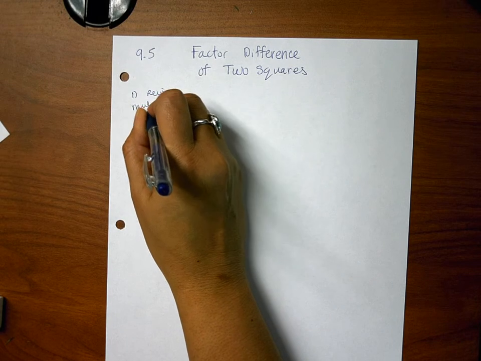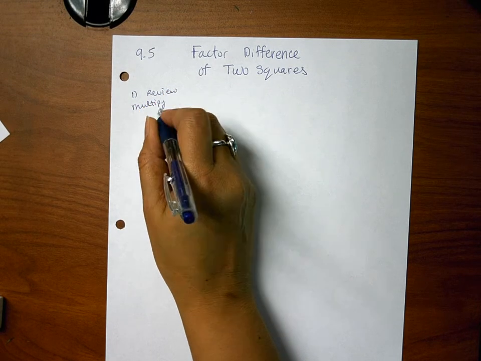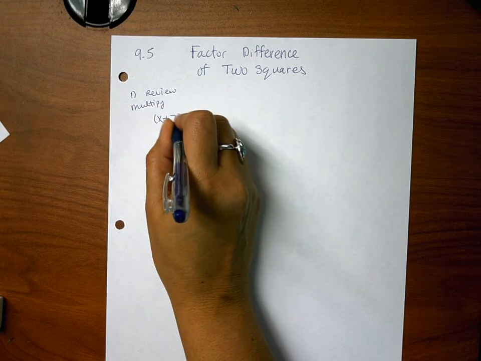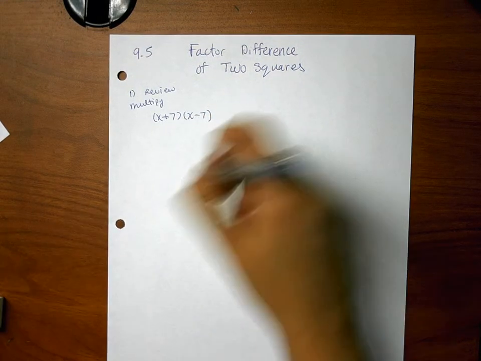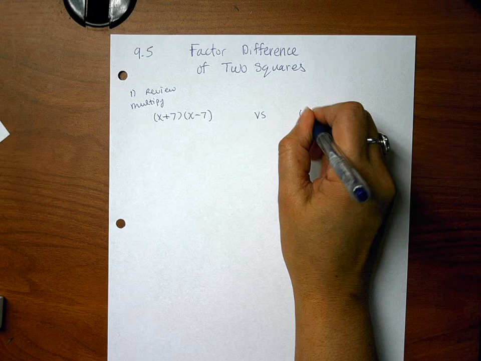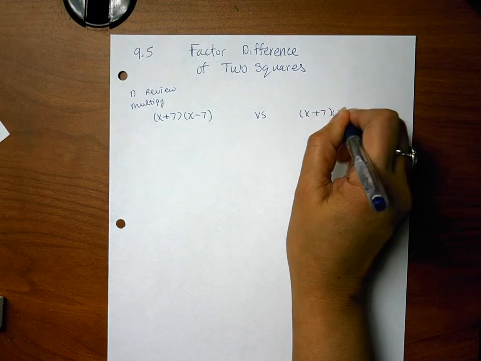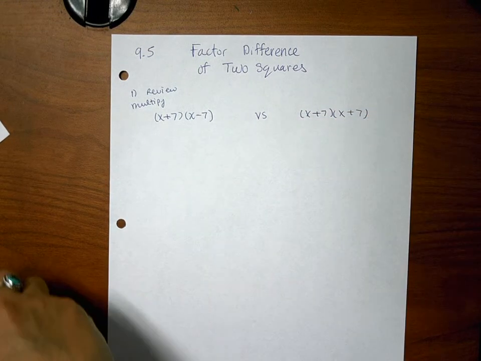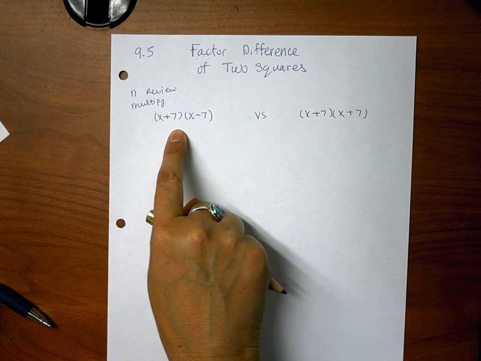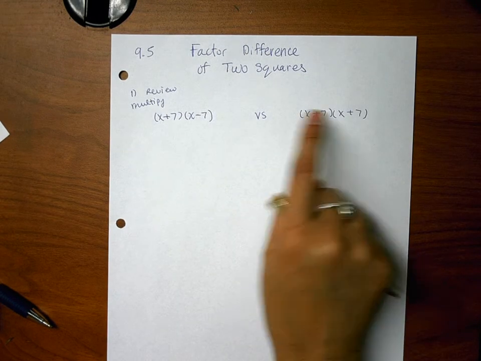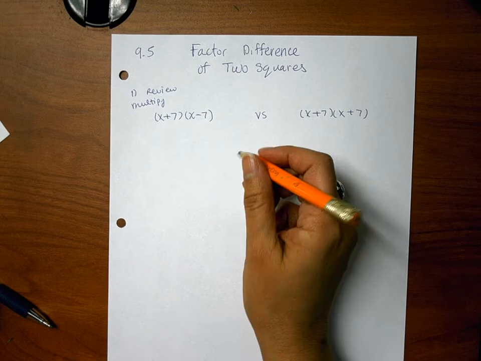I want you to multiply the quantity of x plus 7 times the quantity of x minus 7, versus x plus 7 times x plus 7. We have talked about this in class. The difference between the two is one's plus, one's minus, and here they're both plus. Is there a difference between the two?